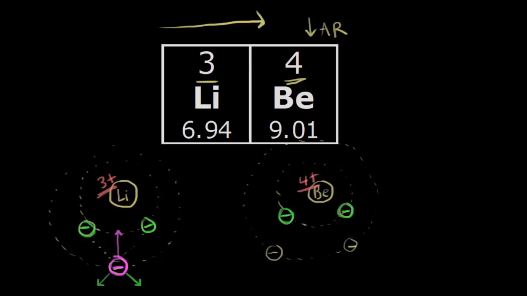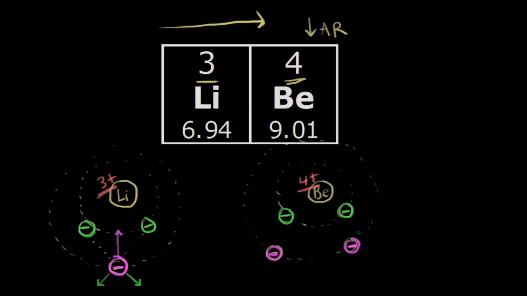Now, you might think that outer shell electrons could shield too. So you might think that this electron right here in magenta could shield the other electron in magenta. But the problem is they're both at pretty much the same distance from the nucleus. So outer shell electrons don't really shield each other. It's more of these inner shell electrons.